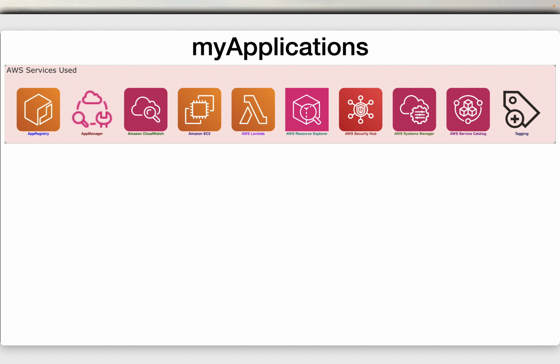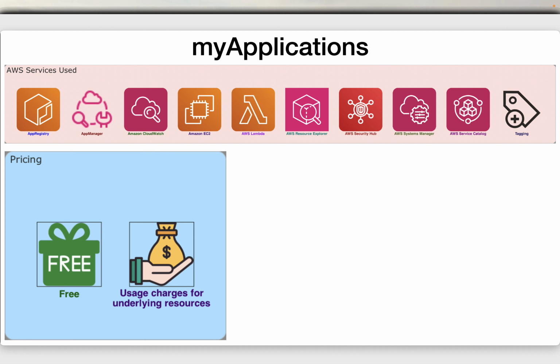So let's say you are working on a project and you have an e-commerce application, and let's say the project name is e-com application. You create an e-com app and group together all the resources which are part of it. It could be some database, some EC2, via tags, Service Catalog, Systems Manager, and these are the services it will use under the hood. So it's AppRegistry, AppManager, Amazon CloudWatch, Amazon EC2, AWS Lambda, AWS Resource Explorer, AWS Security Hub, Systems Manager, AWS Service Catalog, and via tagging.